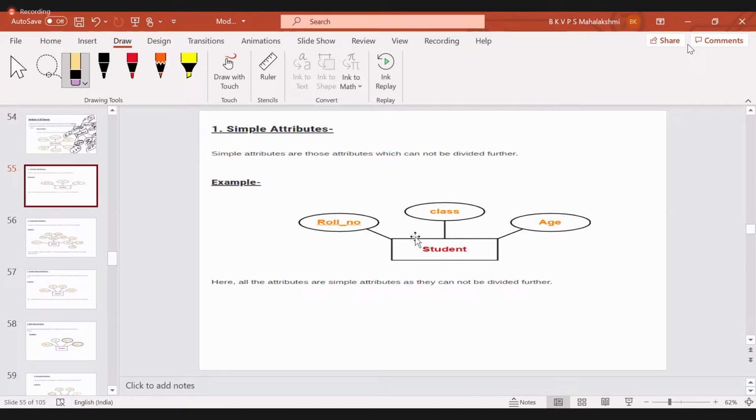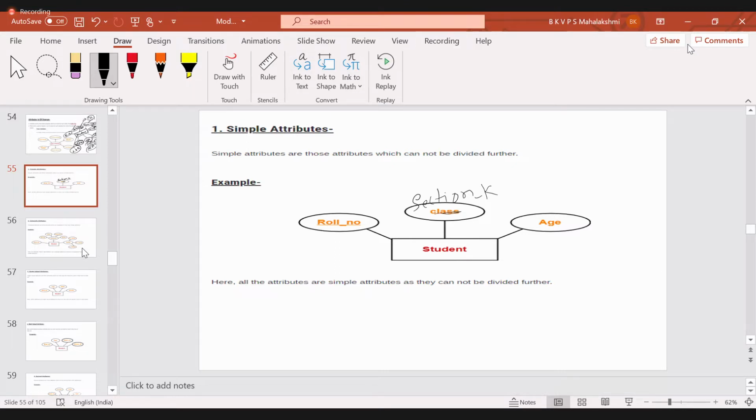Suppose you can say that class is again divided further into sections. If you consider it like that, then rename this with section. Yours is K, right? Is section K further divided into any other attribute? Can the age value be divided into any other attribute? Yes or no? No, ma'am. That is why all these are simple attributes only.